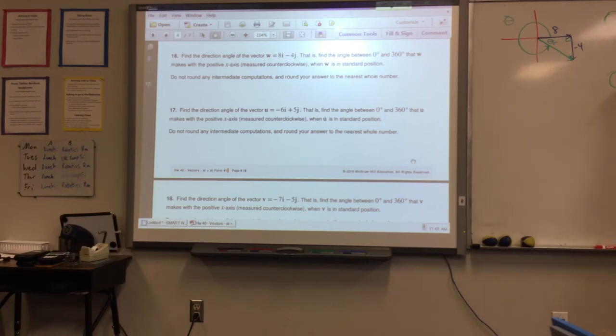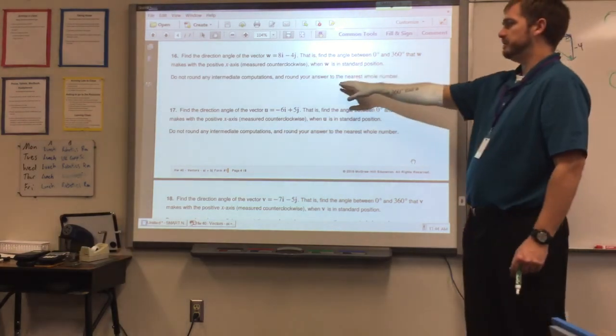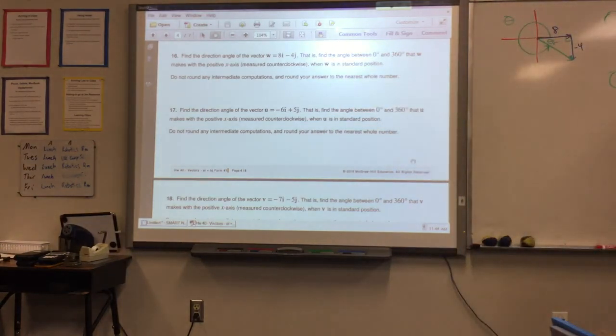Let's use our heads to figure out what theta is. So theta ref is 26.57. How am I going to figure out what this angle is here? 360 minus that angle. 333.43. Yes. And they say, do not round any intermediate computations and round your answer to the nearest whole number. Okay, so 333 degrees. Let's see if that's right.